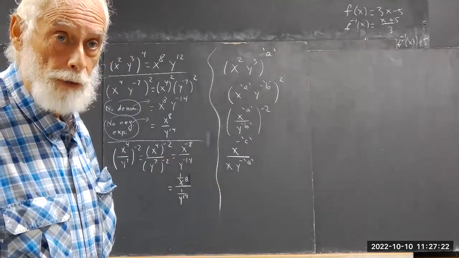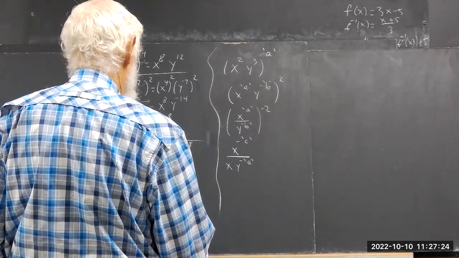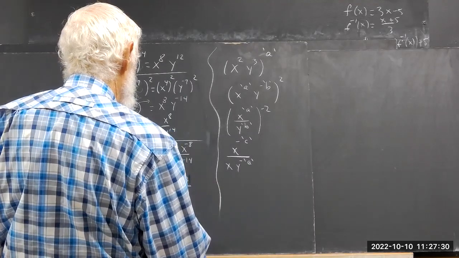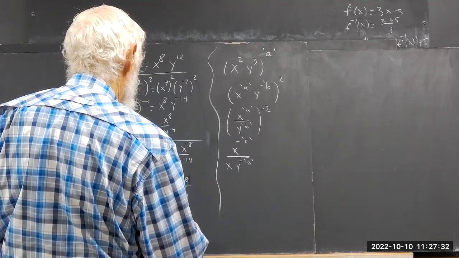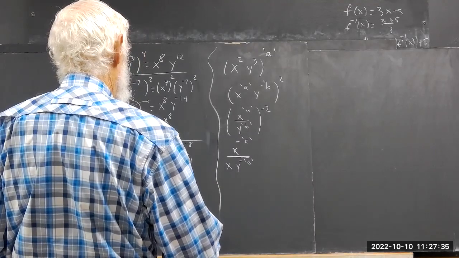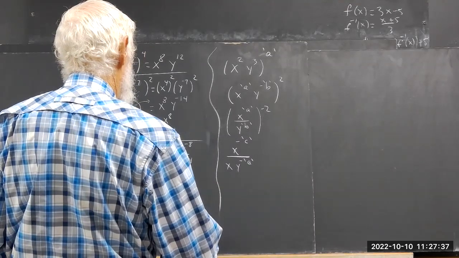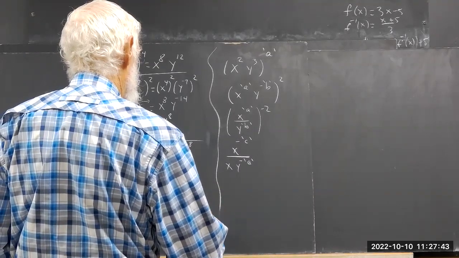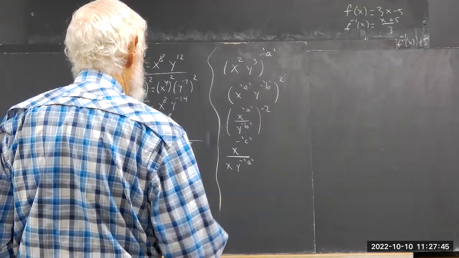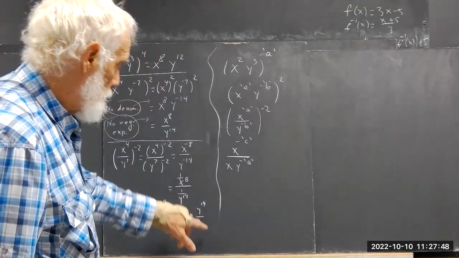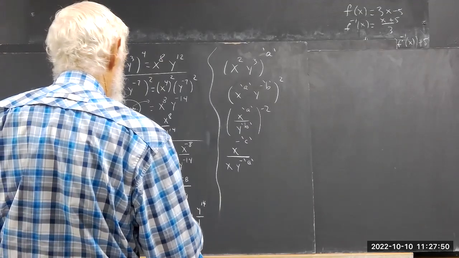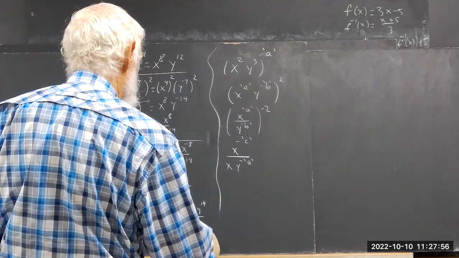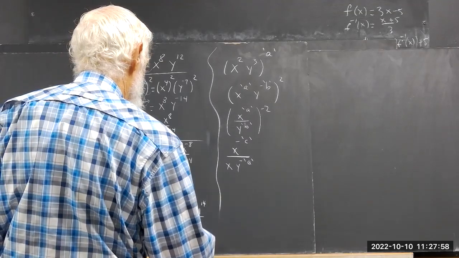Now that's a complex fraction. So you could write that as 1 over x to the eighth multiplied by y to the 14th over 1, because you're dividing this by this, so you multiply by the reciprocal. This gives you y to the 14th divided by x to the 8th.